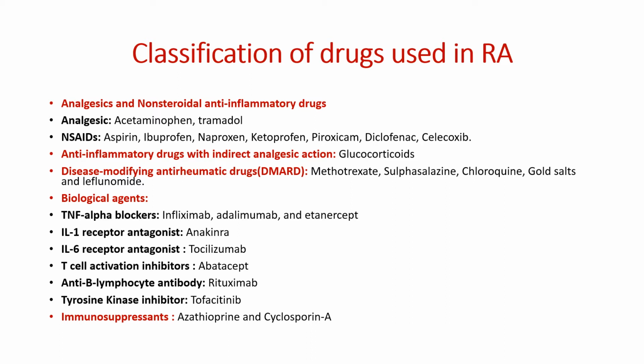First one is analgesics and non-steroidal anti-inflammatory drugs. Analgesics include acetaminophen and tramadol. NSAIDs are aspirin, ibuprofen, naproxen, ketoprofen, piroxicam, diclofenac, celecoxib. Analgesic drugs like acetaminophen and tramadol are used to relieve pain, but they do not reduce inflammation or prevent joint destruction.